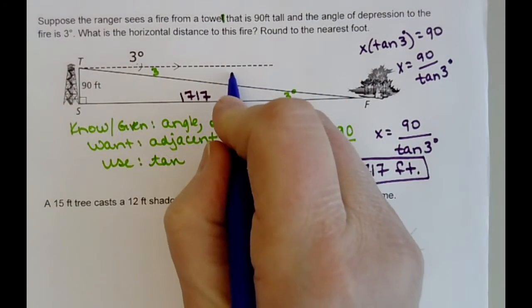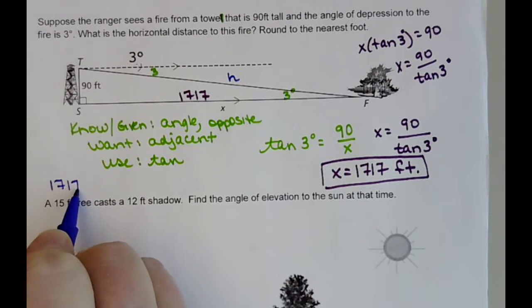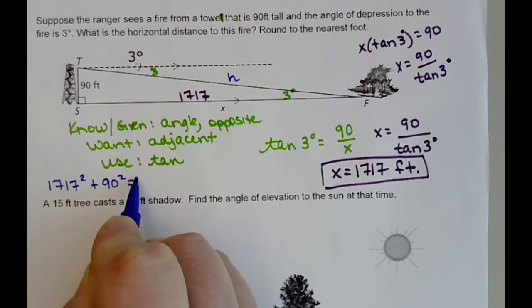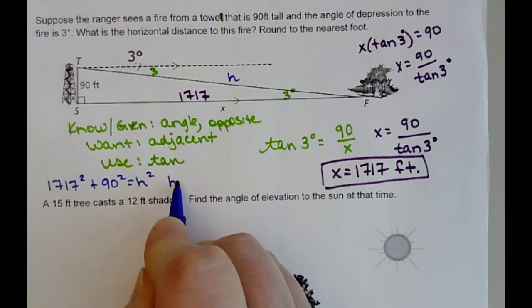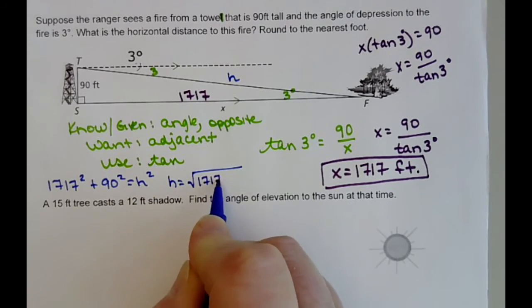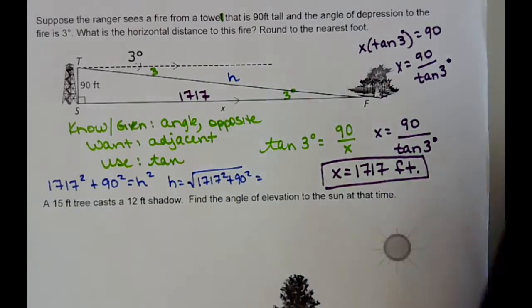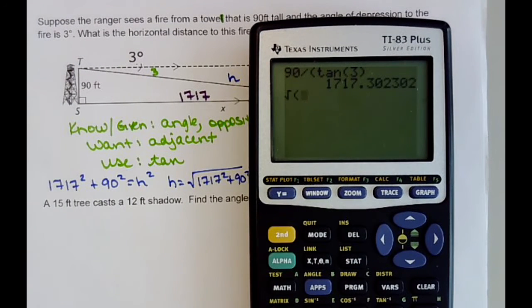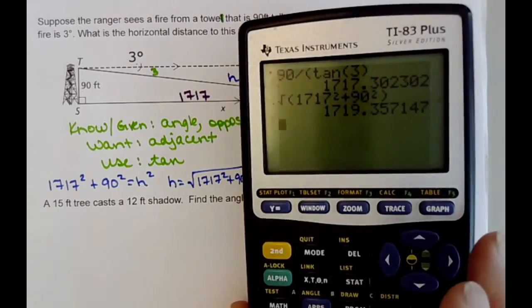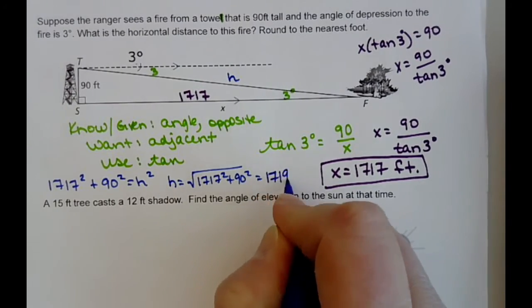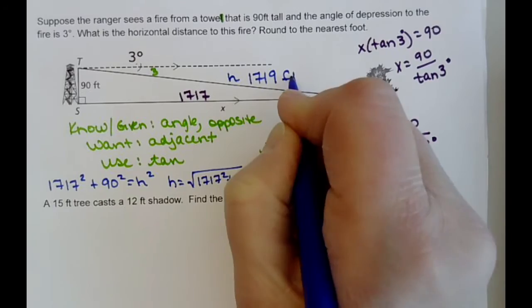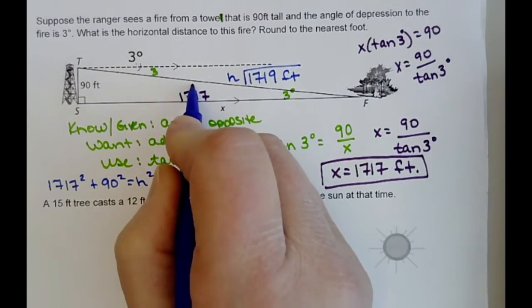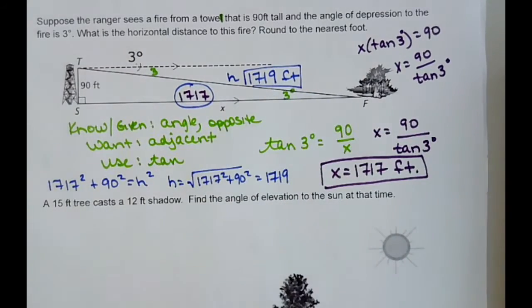We could find the hypotenuse by taking 1717 squared plus 90 squared equals hypotenuse squared. So the hypotenuse is going to be the square root of 1717 squared plus 90 squared, and square root of 1717 squared plus 90 squared is 1719.4, and that's going to be that hypotenuse. Because it's 3 degrees, it's not going to be very much of a difference. When you have angles that are that small, the side is going to be very close to the hypotenuse because 3 is really tiny.